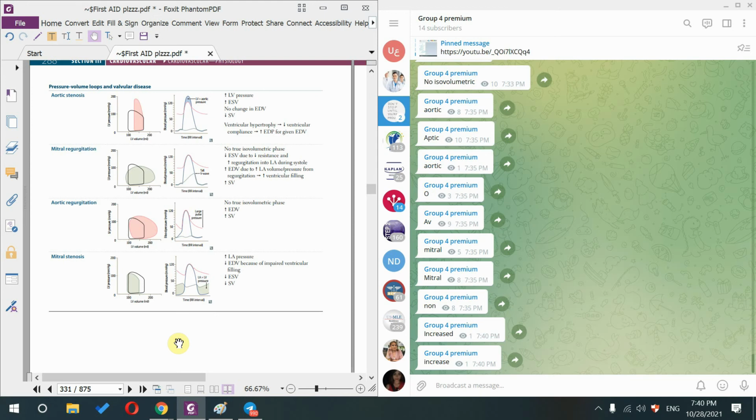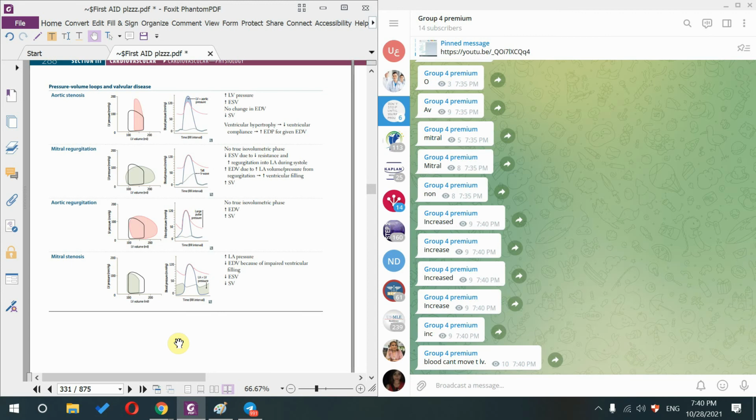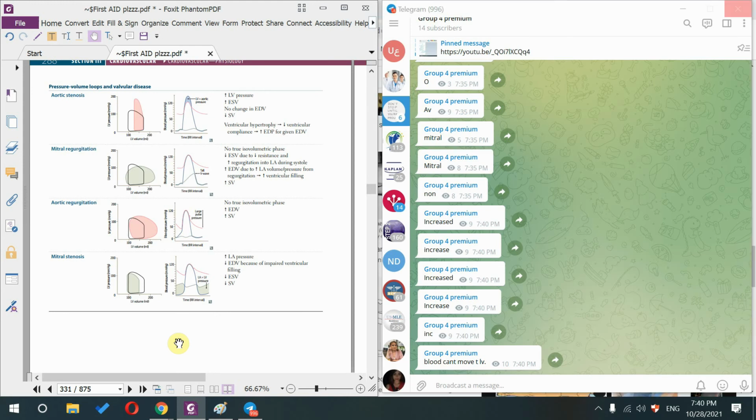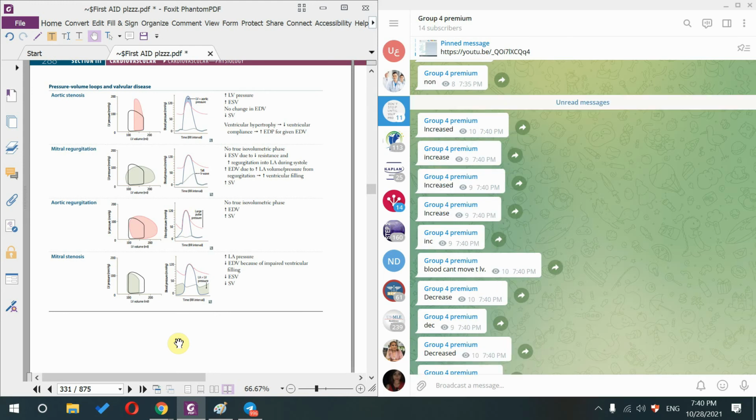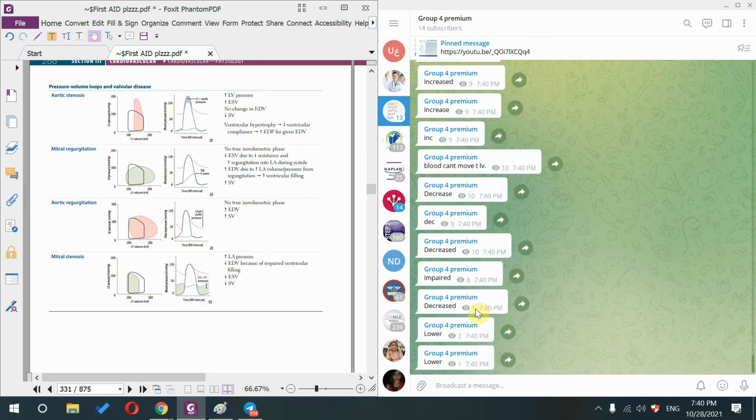Okay, it's increased. If the left atrium pressure is always increased, the blood cannot move to the left ventricle. That is correct. And what will happen to the filling of the left ventricle? Filling of the left ventricle in case of mitral stenosis, will it be higher or lower? Decreased, obviously. And if that is true, what will happen to the end diastolic volume?